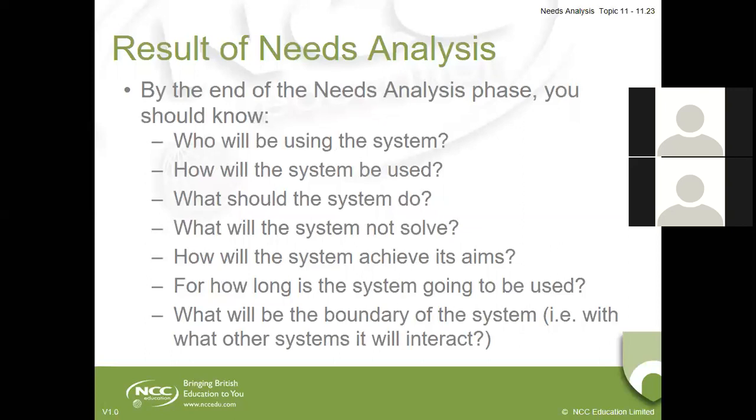Who will be using the system? When you are developing a system, you have to know who is going to use the system. How will the system be used? What should the system do? What will the system not solve? How will the system achieve its aims? For how long is the system going to be used? What will be the boundary of the system? That is, what other systems will it interact with?